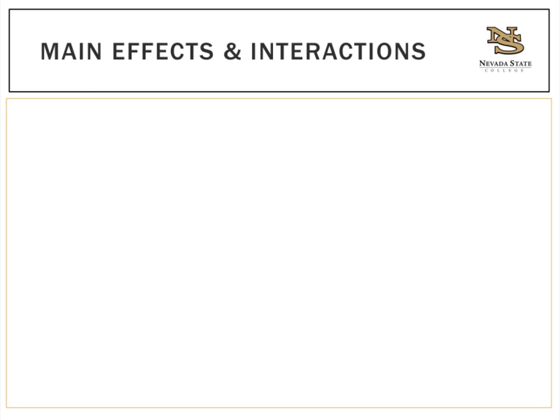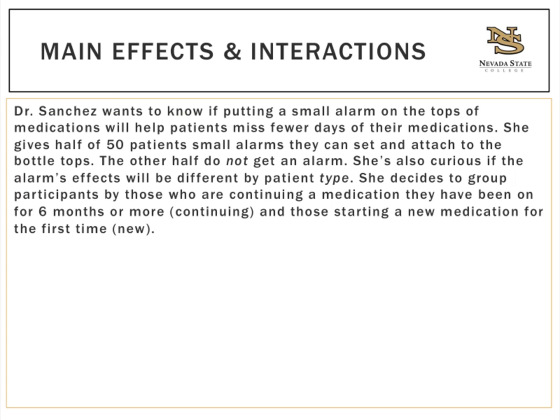With this example, we're going to go into what we call main effects and interactions. These are the meat of running a two-factor ANOVA, your main effects and your interactions. So let's say that Dr. Sanchez wants to know if putting a small alarm on the tops of medications will help patients miss fewer days of their medications. She gives half of 50 patients small alarms that they can set and attach to the bottle tops. The other half do not get an alarm.